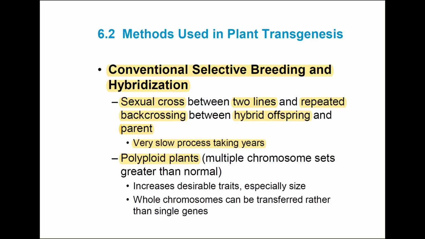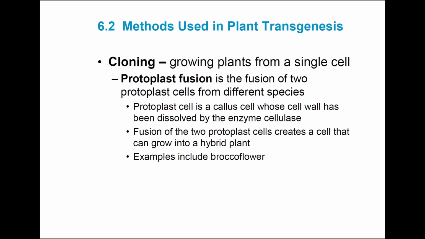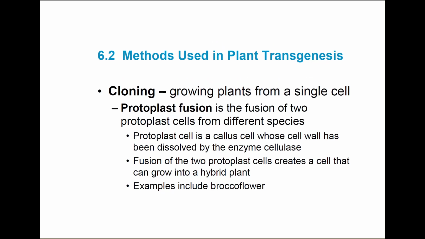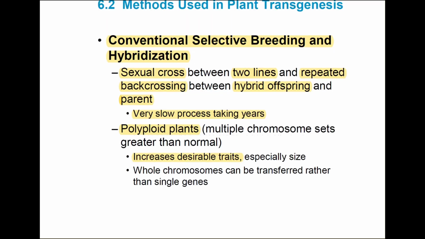Polyploid plants have multiple chromosomal sets greater than normal. This is very, very rare in humans, as everybody knows, and usually leads to dramatic loss of function. For example, Down syndrome, which is a very serious neurological deficit. It's called mongolism. In plants, this is common. You do not get adverse effects. In fact, you often get plants with increased vigor, even though you wouldn't guess that doubling the number of chromosomes is a good thing to do. In many plants, you can double, triple, or quadruple them. Okay? It increases desirable traits such as size, and whole chromosomes are transferred rather than single genes.